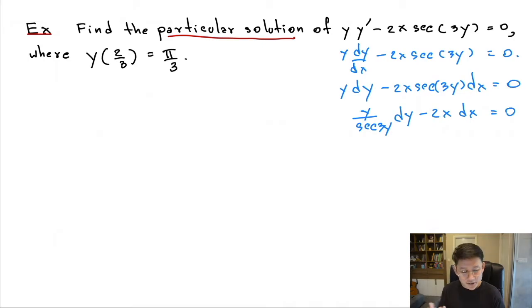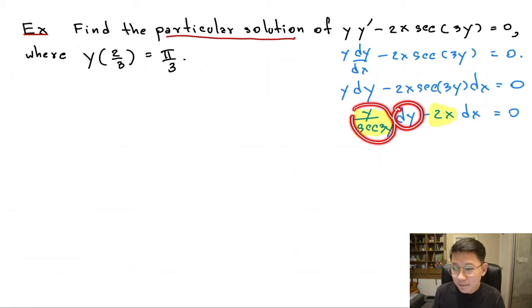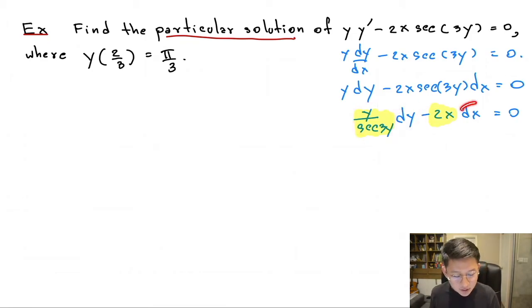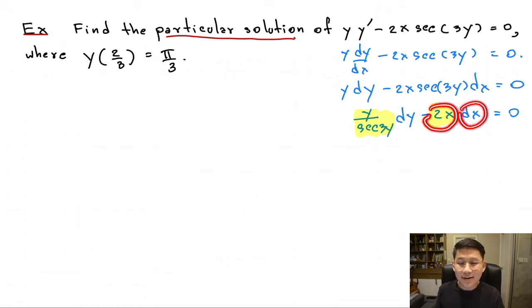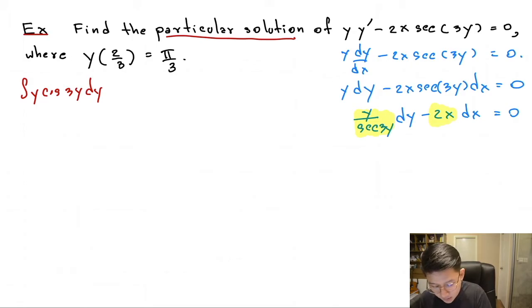And right now, it looks separable, because in front of the dy, there are only y's, right? And in front of the dx, there are only x's. Is that clear? So to solve this differential equation, we just need to integrate throughout the equation. So what I have here is the integral of y cos 3y dy minus the integral of 2x dx equals c.